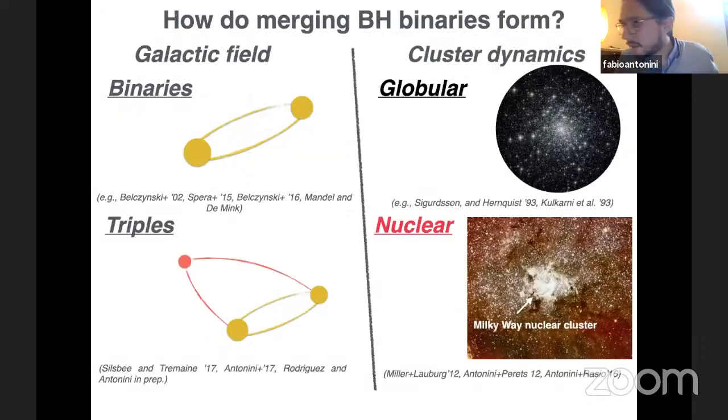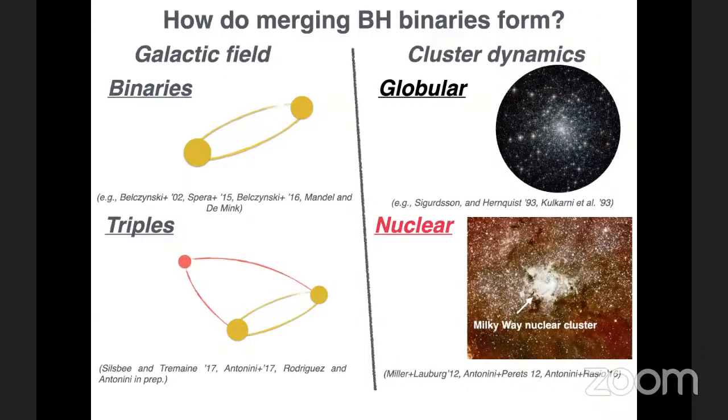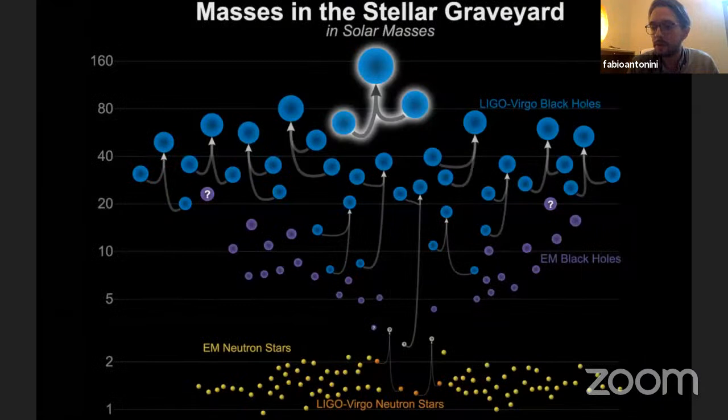So in the last 10 minutes or so, I will describe some work I did on nuclear star clusters and why these are interesting systems in terms of gravitational wave sources, and specifically for the most massive black holes that are formed in the universe, such as 1905-1.